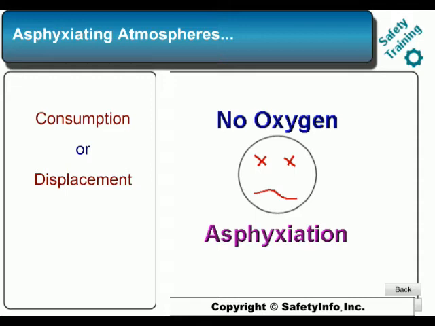Displacement of oxygen is caused by the buildup of another gas. Examples of gases that may displace air and therefore reduce the oxygen level are helium, argon, and nitrogen. Carbon dioxide may also displace air and can occur naturally in sewers, storage bins, wells, tunnels, vats, and grain elevators.